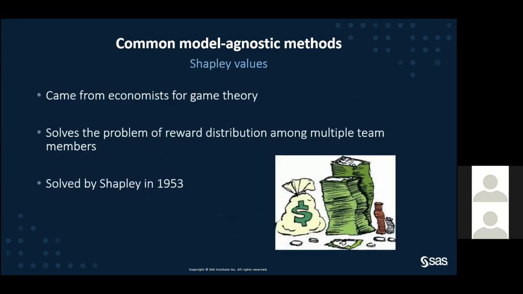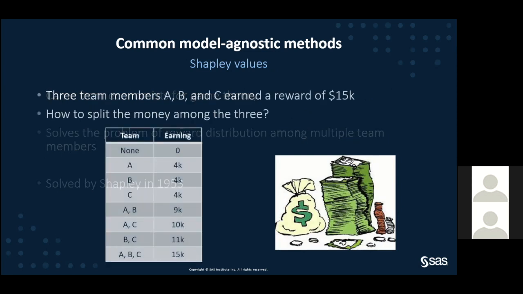So Shapley values come from game theory. It solves a problem of reward distribution among multiple team members. This was originally solved in 1953 by Shapley, hence the name. Basically, the question is, say we have 3 team members, A, B, and C. They worked together and earned a total reward of 15,000. How do we fairly split the money among the 3?